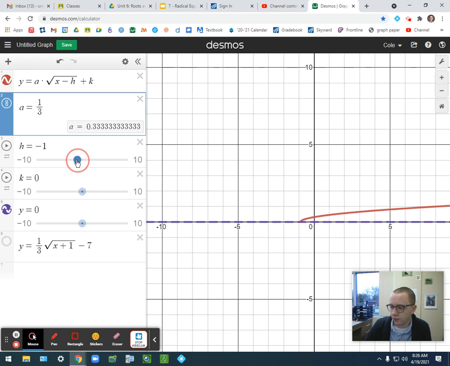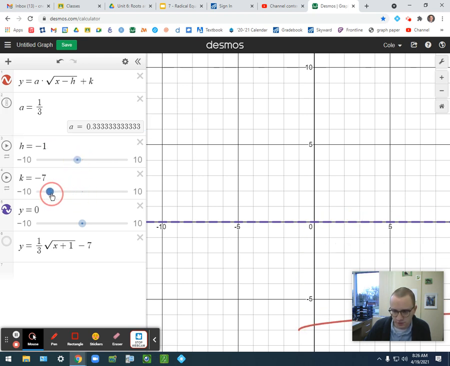H said -1 is what we thought it was. And then K was -7 is what we thought it was. So now let's check that with this. And so again, our green graph matches our red graph. And we can see that we, number one, did it right and described the transformations correctly. But number two, the graphs match up.